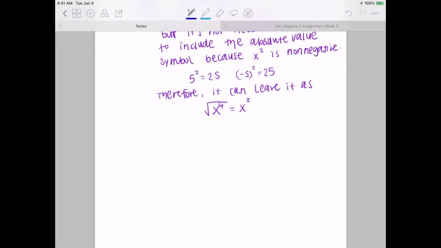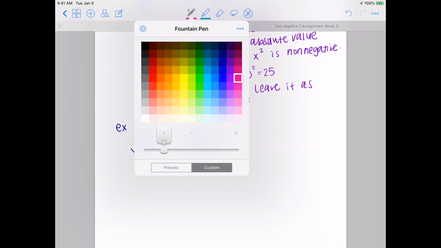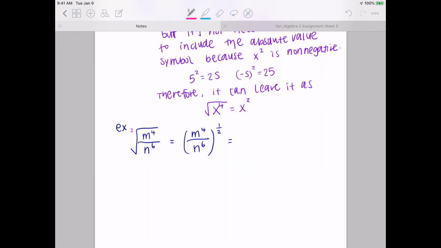Let me show some examples to make this a little bit more clear. I have the square root of m to the 4th over n to the 6th. Okay, so do the same thing. I'm still going to keep my inside in parentheses, and for the outside exponent, we're going to put 1/2, right? Since this is an invisible 2 and that's even, we would possibly need to put the absolute value bar there. Okay, so this equals m squared over n to the 3rd, right?